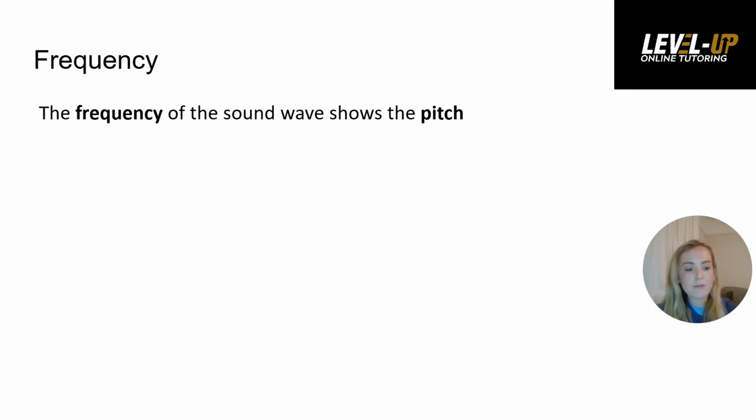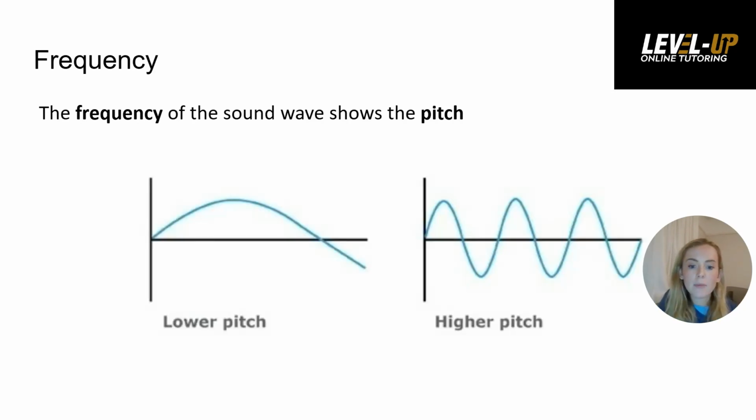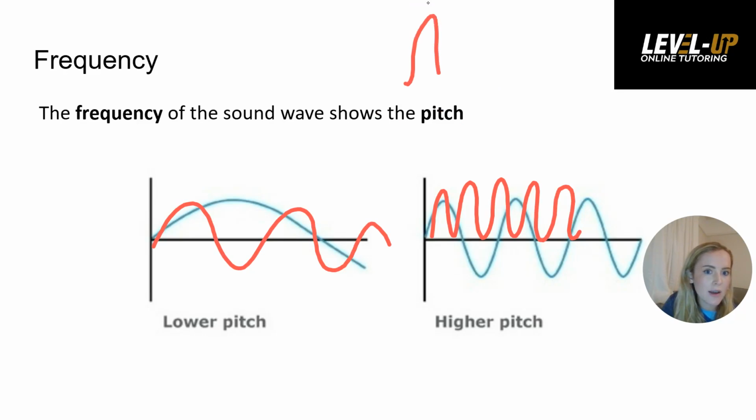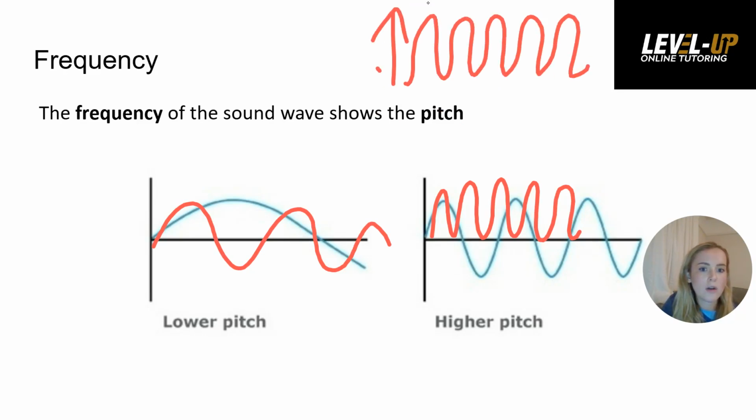When we talk about frequency, if something is really high pitched, we would see the frequency is a lot closer together. Maybe if something was really low pitched like this, typically the sound wave would be further apart. So a really high pitched noise is going to be very close together and very high on the amplitude sort of measurement.